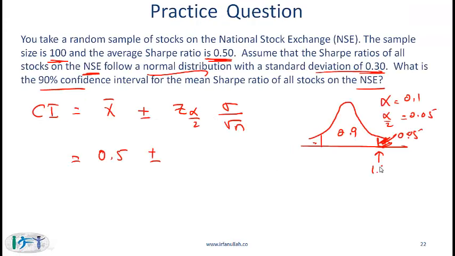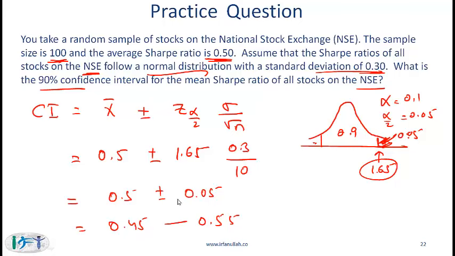So we plug 1.65 over here, and then we have to calculate the standard error, which is sigma 0.3 divided by root n, which is the square root of 100, our sample size, so divided by 10. You solve this and you should get 0.5 plus or minus 0.05. So we can say with 90% confidence that the Sharpe ratio for the population will fall between 0.45 and 0.55.